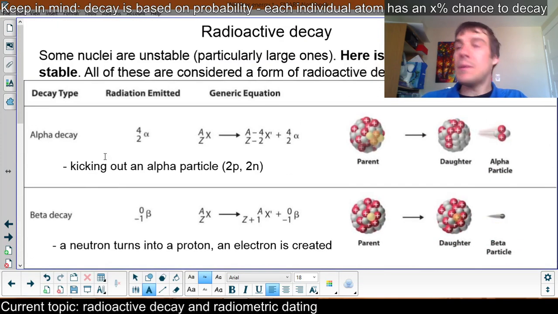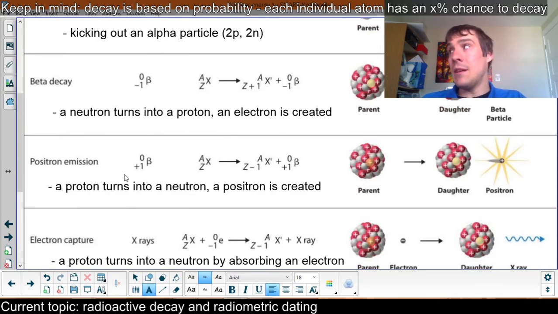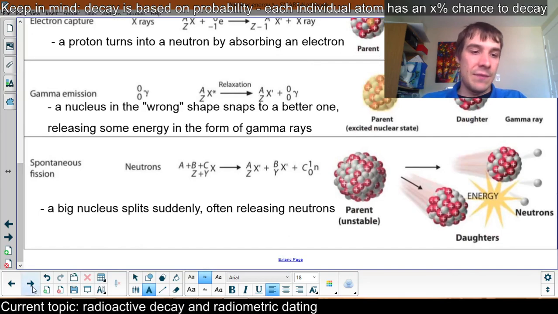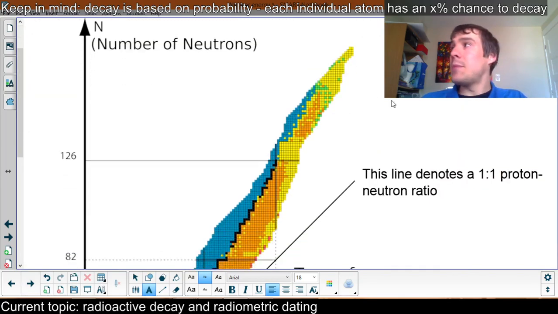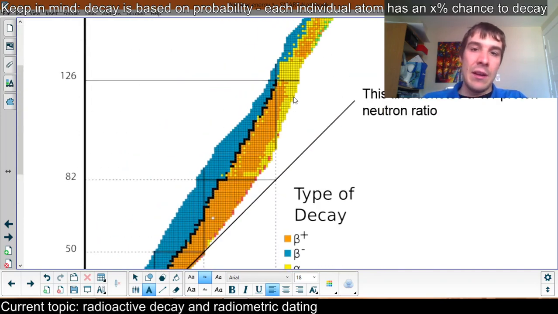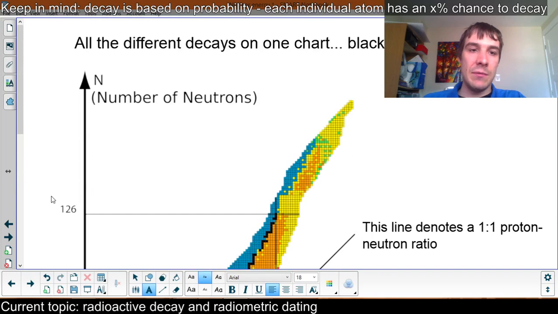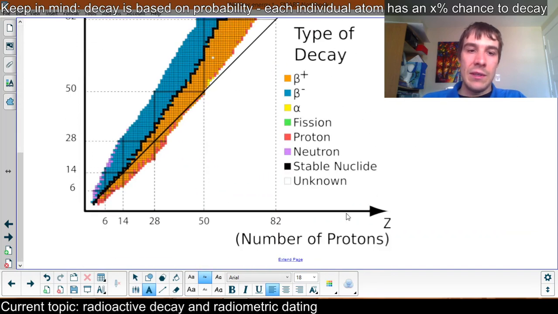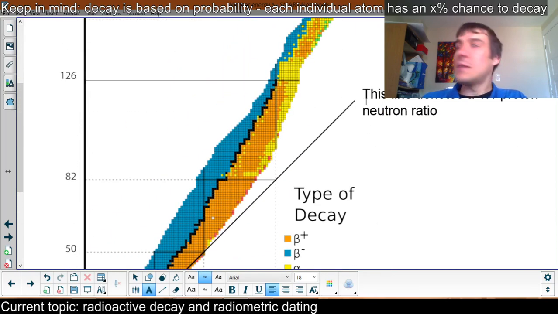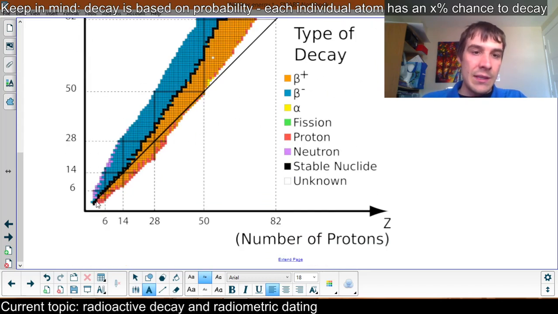There are a bunch of different ways that these things try to get stable. I'm not going to quiz you on them, but there are different ways for it to happen. Here's a big graph of what kind of decay happens depending on the isotope. Here's the number of protons and here's the number of neutrons. Protons versus neutrons. This line is a 1-to-1 ratio. You can see that in the lower region, the 1-to-1 ratio is very, very stable.